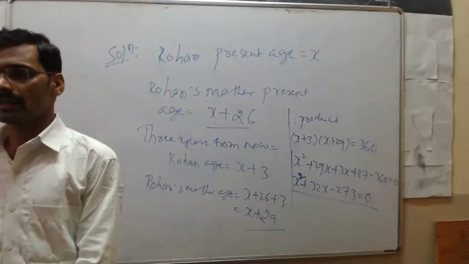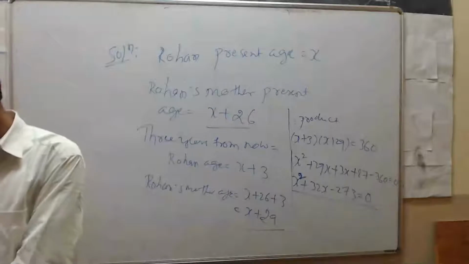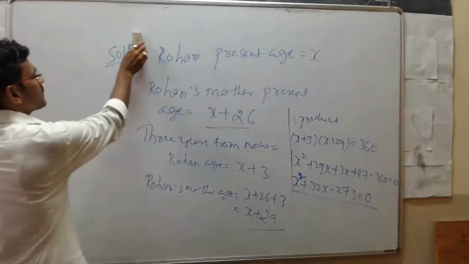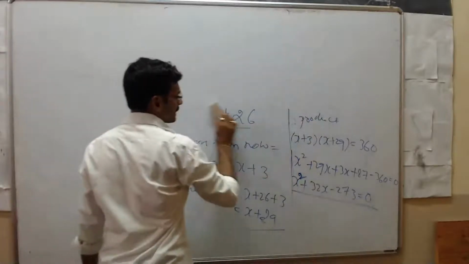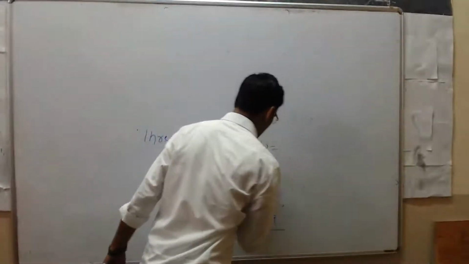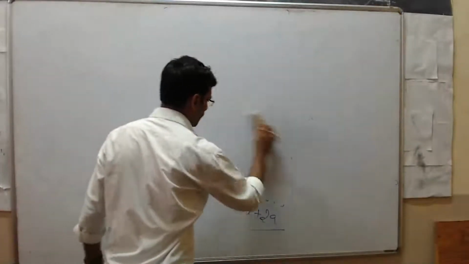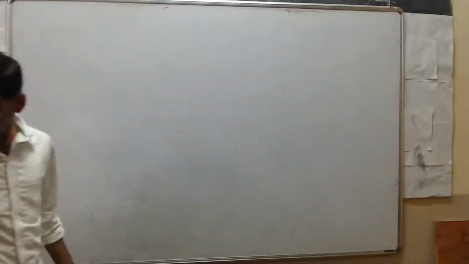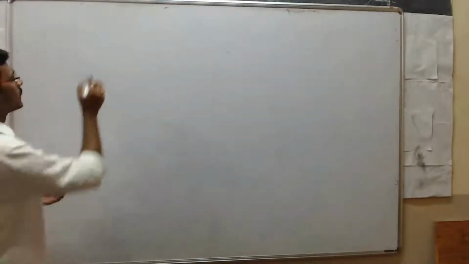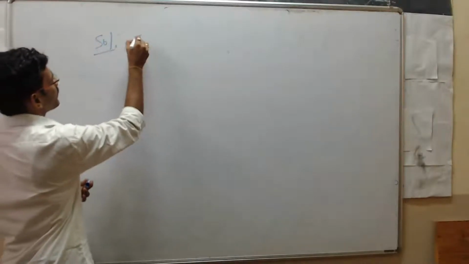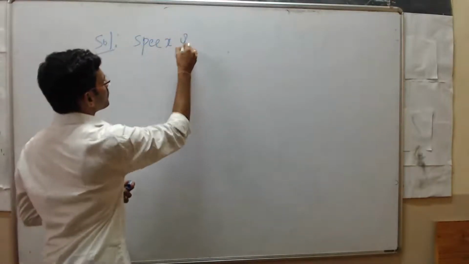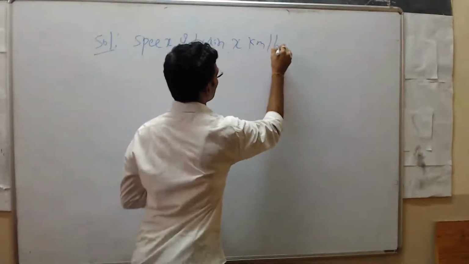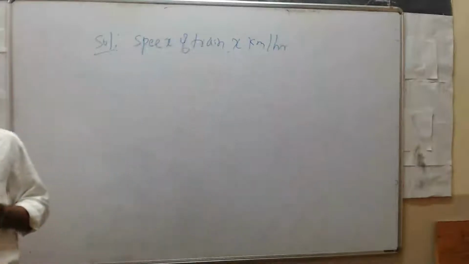To find the speed of the train, we consider the speed of the train as x kilometer per hour. Solution: the speed of the train is x kilometer per hour.